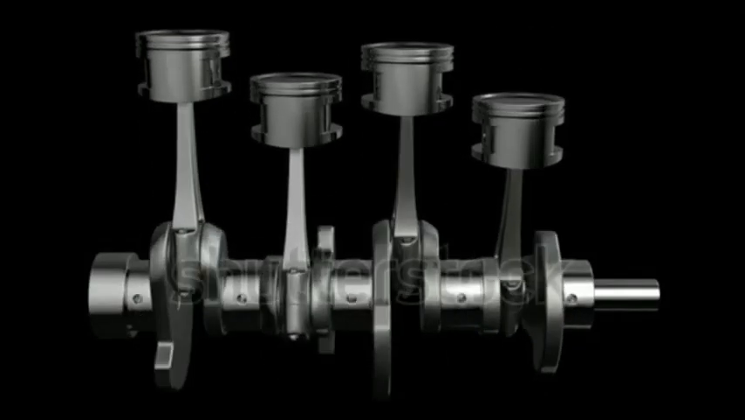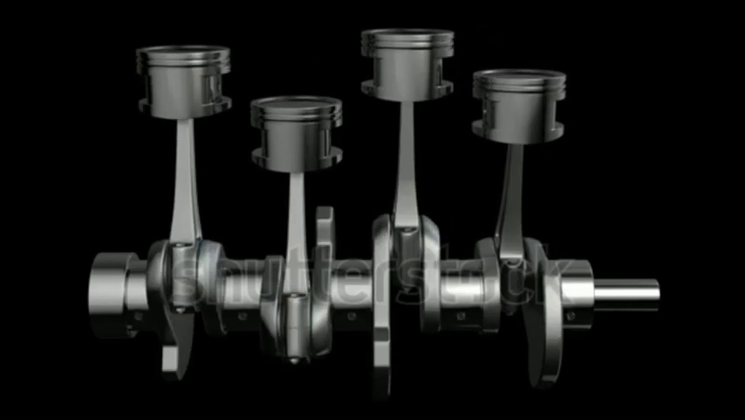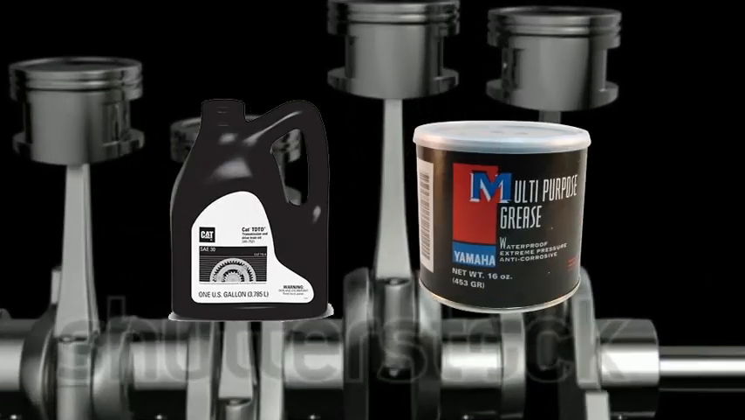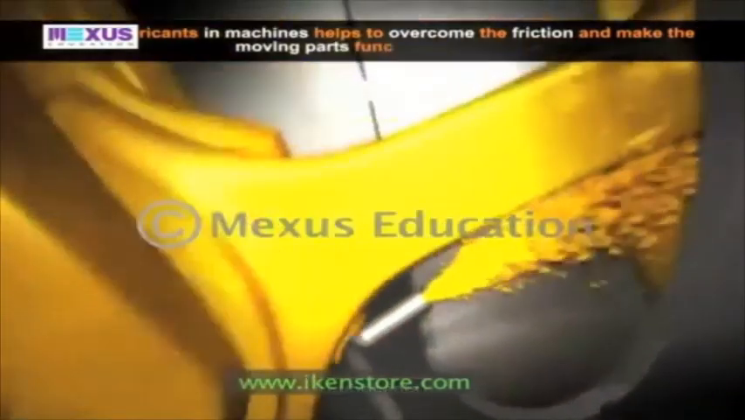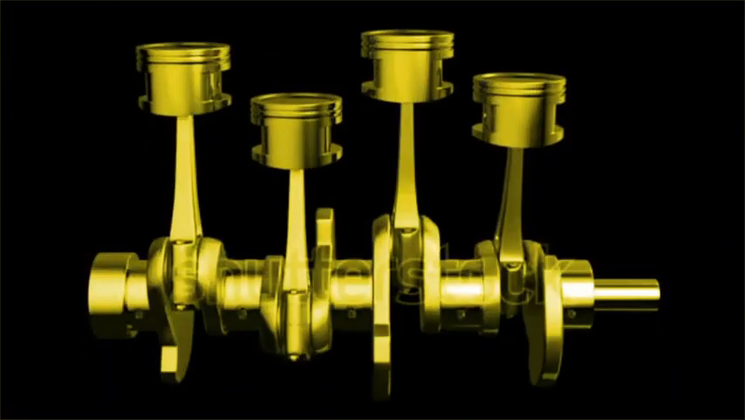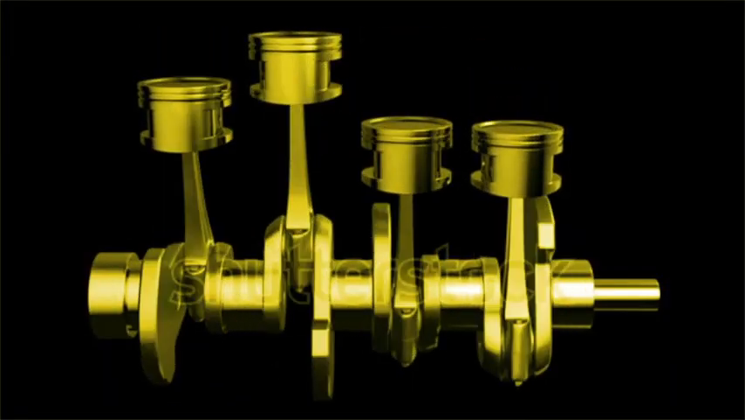Lubrication. Applying lubricants such as oil or grease to the moving parts of a machine reduces friction. Reducing friction in these parts helps the machine to run smoothly.